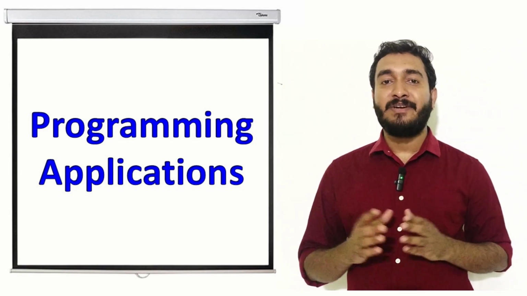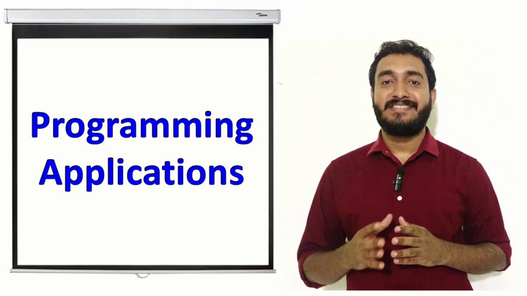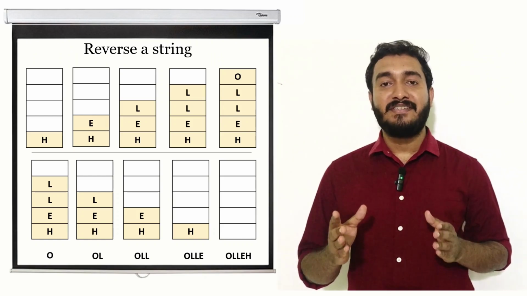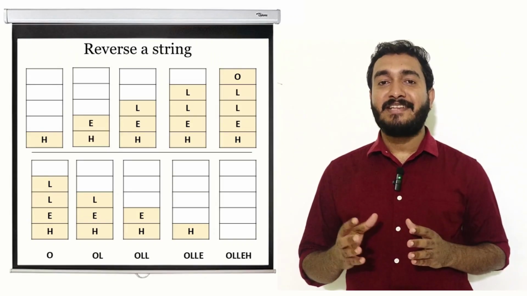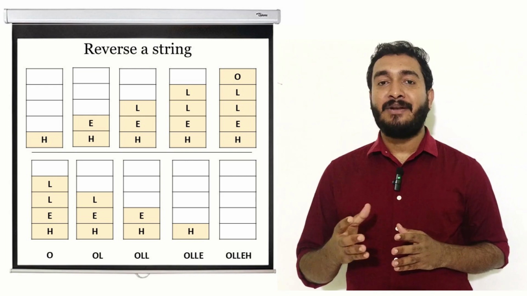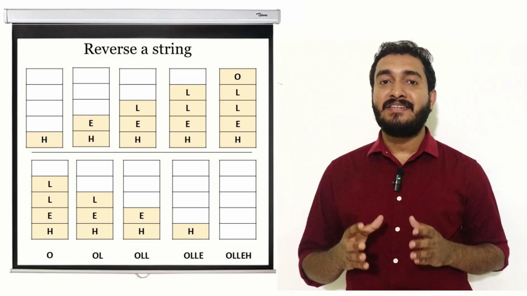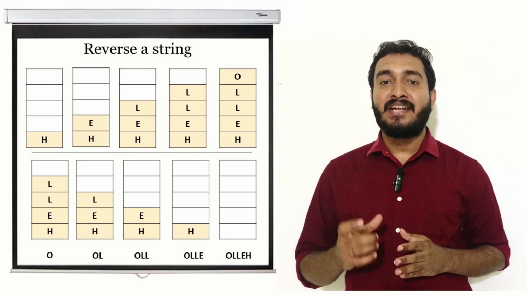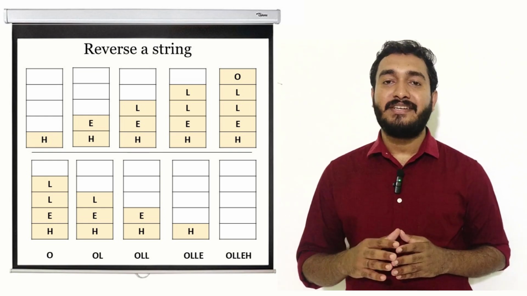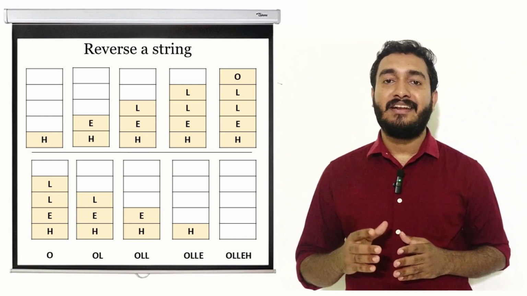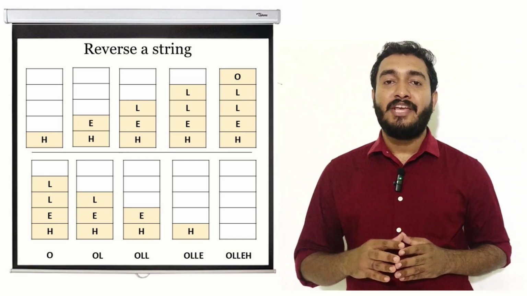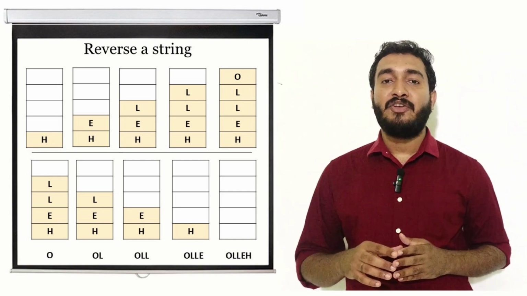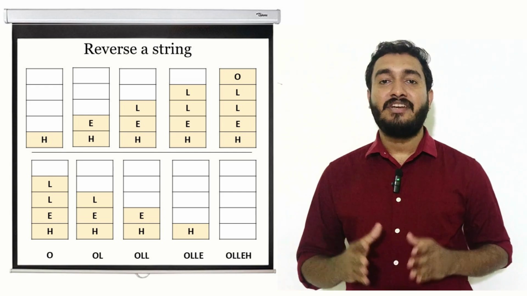Now let's see some of the programming applications of stack. So the first one is reverse a string. Just take an example, hello. You want to insert hello into a stack. If you insert hello into a stack, which character will you insert first? H, right? Then E, then L, then L, then O. If you remove these characters, you will get the reverse of the string hello.